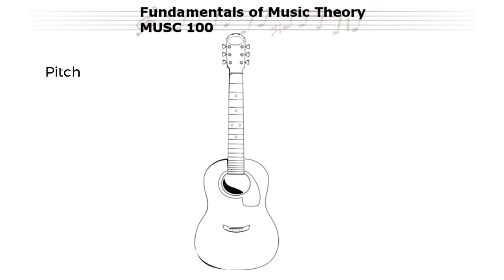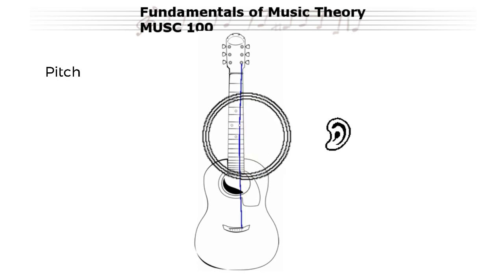A string, for example, is a vibrating body that when plucked or moved by a bow causes air molecules to move at the same speed as the string. Watch how the blue string moves back and forth. This vibration creates a sound when the air molecules reach your ear.